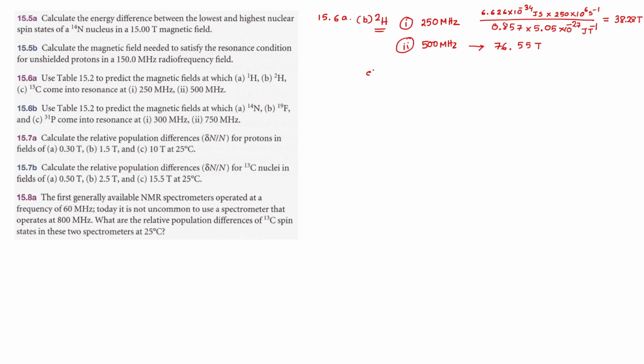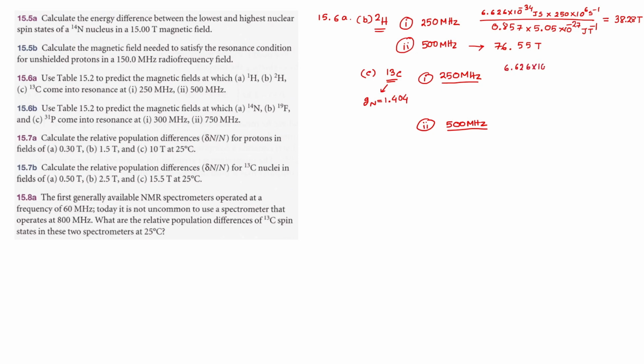Now for the C part, which is for 13C, 250 megahertz, and then 500 megahertz. So the G factor for 13C is 1.404. Okay.